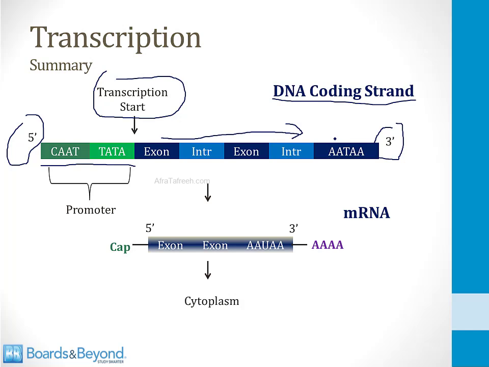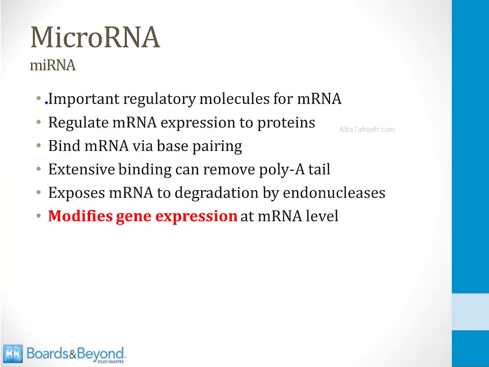This coding strand is transcribed into a piece of mRNA that goes through all the modifications we just discussed. So it's got the cap at the 5' end, it's got the poly-A tail at the 3' end, and all the introns have been spliced out to form a piece of mRNA that can now go to the cytoplasm to begin the process of translation into a protein. Now, just because a gene has been transcribed into messenger RNA, that does not necessarily mean that piece of messenger RNA will be translated into a protein.